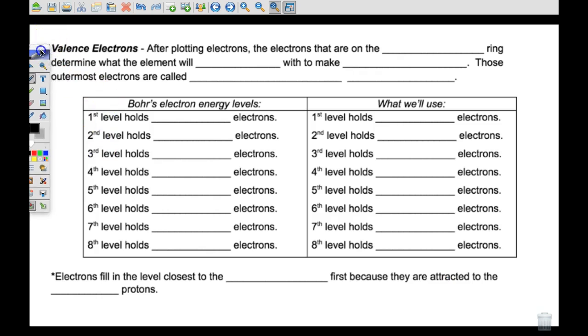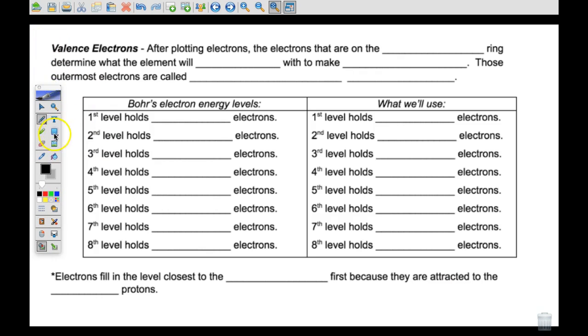Bohr diagrams help us understand and see how valence electrons work. Valence electrons is going to be a term we use in this unit and in our chemical bonding unit. After plotting electrons, the electrons that are on the outermost ring determine what the element will bond with to make compounds. These outermost electrons are called valence electrons.